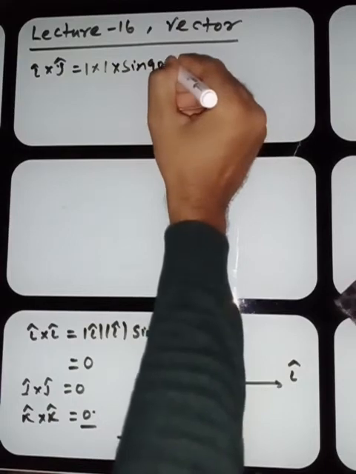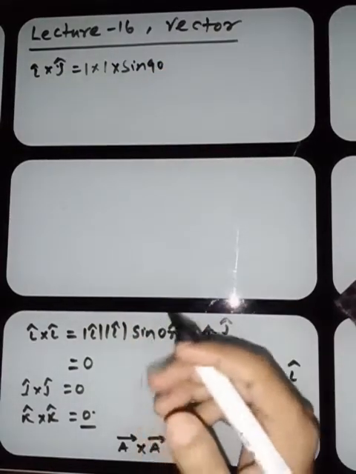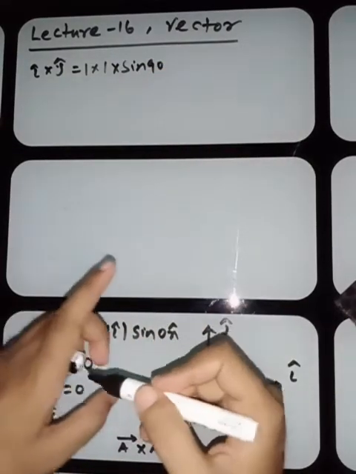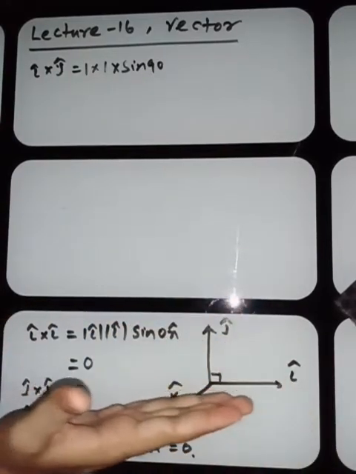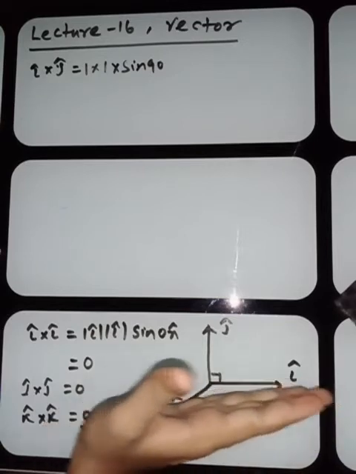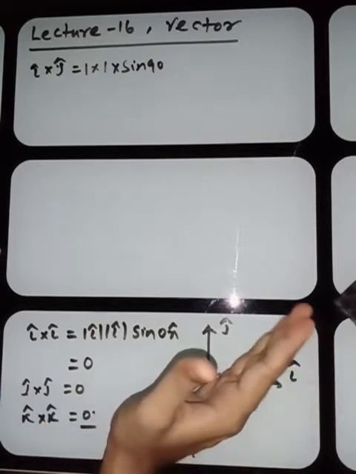Now the n cap, remember n cap. What is the n cap? We will find it using the right hand thumb rule. This is i and j. We have to put our forefinger along the i, the x-axis, and go toward the y-axis.